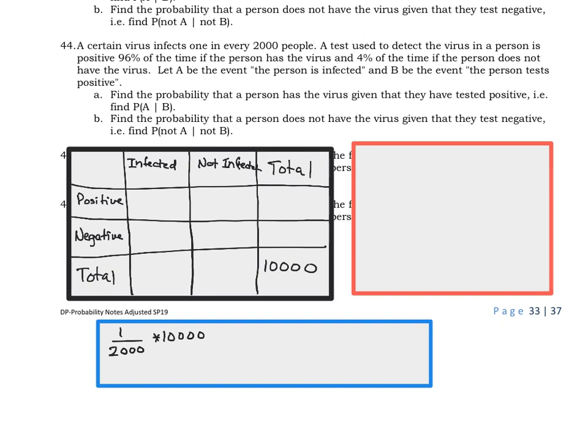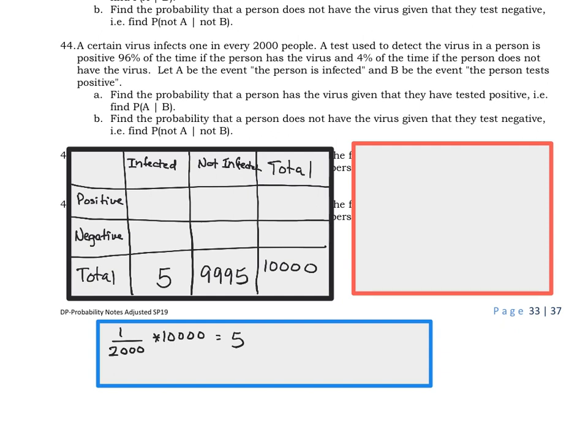And that is going to give us 5. So the number of people infected would be 5. So the number of people not infected, we're just going to subtract 10,000 minus 5, and we will get 9,995.